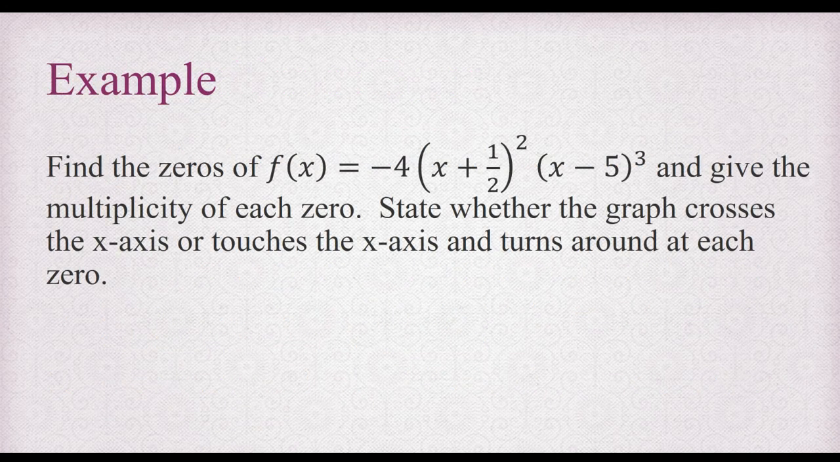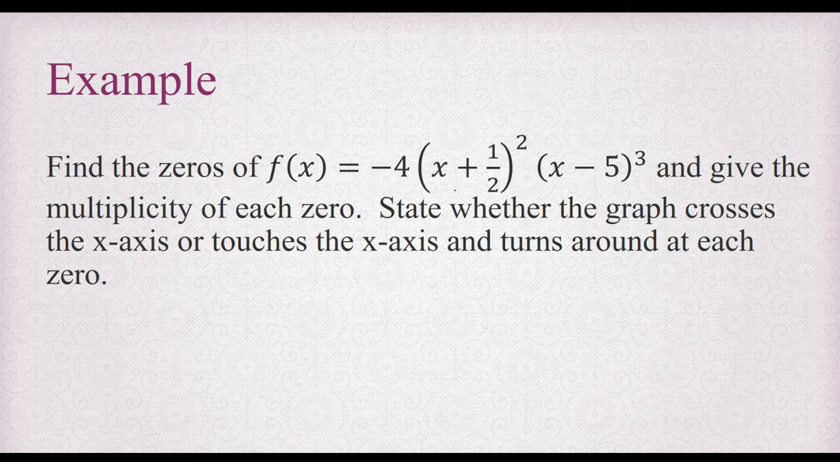So here's an example where we're going to find the zeros and state the multiplicities of each 0 and then state whether or not the graph crosses or touches and turns at the x-axis. So everything is already factored for us. All we have to do is set each of those factors equal to 0 in order to start solving for x. So the -4, because there are no x's, I don't have to set that equal to 0.